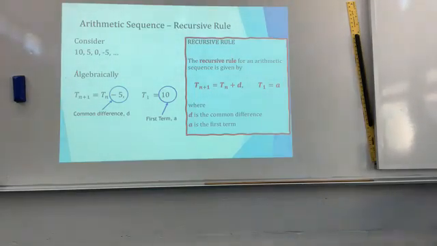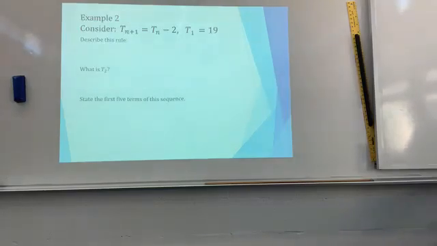Can I move on now? All right, example 2. Look at this sequence. In your own words, can you describe this rule? And can you work out T2? And can you state the first 5 terms of this sequence?